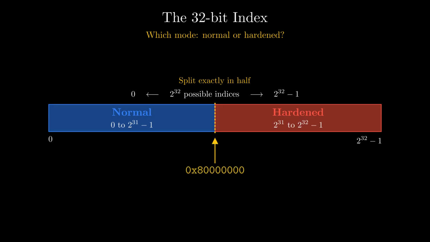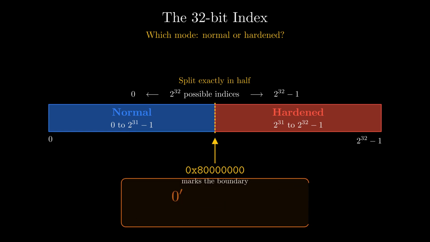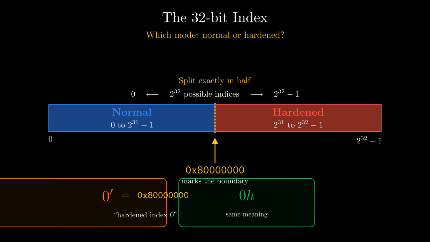In hex, 0x80000000 marks the boundary. When you see the notation 0 apostrophe, that's hardened index 0, which really means 0x80000000. Some tools write it as 0h instead because shells interpret the apostrophe as a quote character and mangle the paths. The apostrophe and the h are interchangeable notation for the same hardened flag.